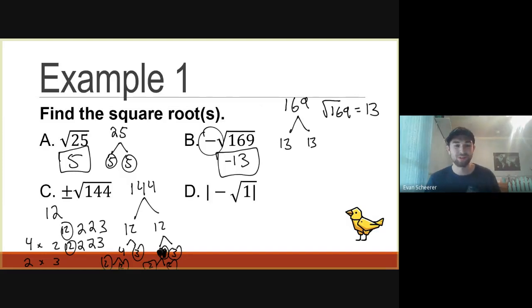But just remember, square root of 144 is 12, because 12 times 12 is 144. A lot easier, right? And then you have a plus minus in front. So that's your answer. Last one, square root of 1.